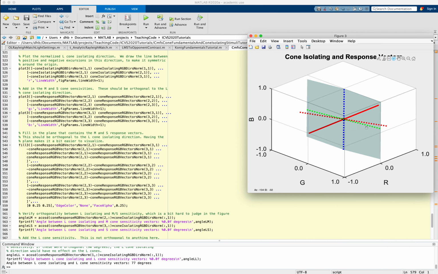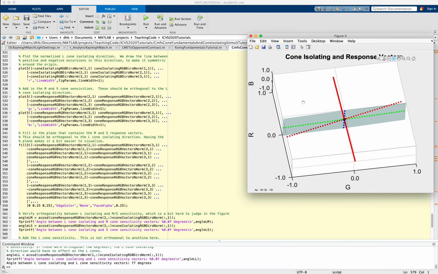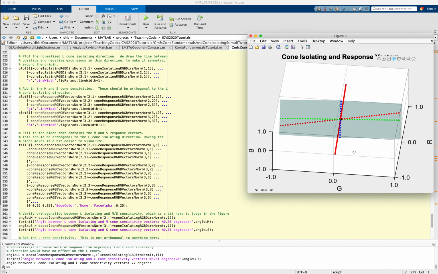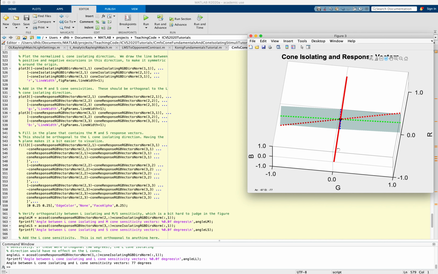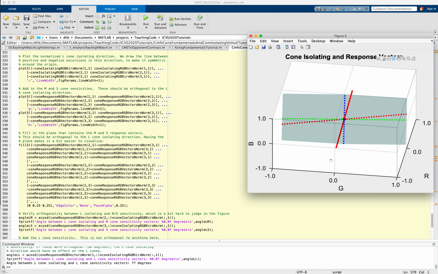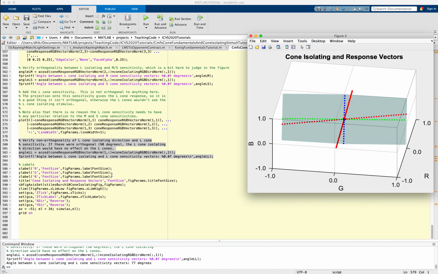So as a kind of exercise, you could verify that these basic geometric relationships that have to hold also hold for M cone isolating and S cone isolating stimuli with respect to the sensitivity vectors of the other two cone classes. So that's the end of the tutorial, because the only thing left is this code I ran before, which prettied up the axes. And with this, I think you should have a better understanding of tristimulus spaces, cone spaces, transforms between them, and how cone isolating stimuli get created, and how one can compute cone responses using cone sensitivity response vectors.